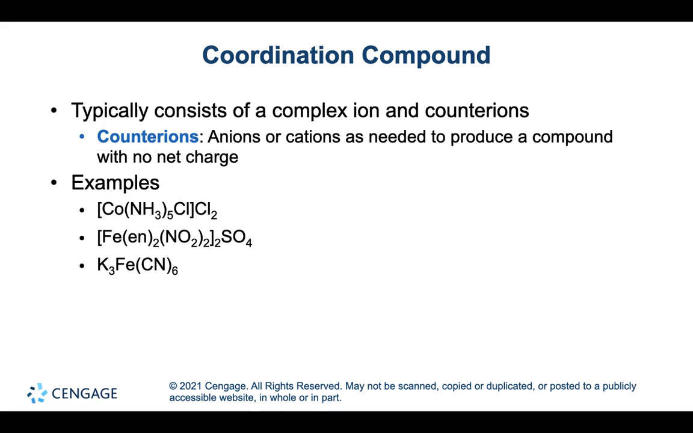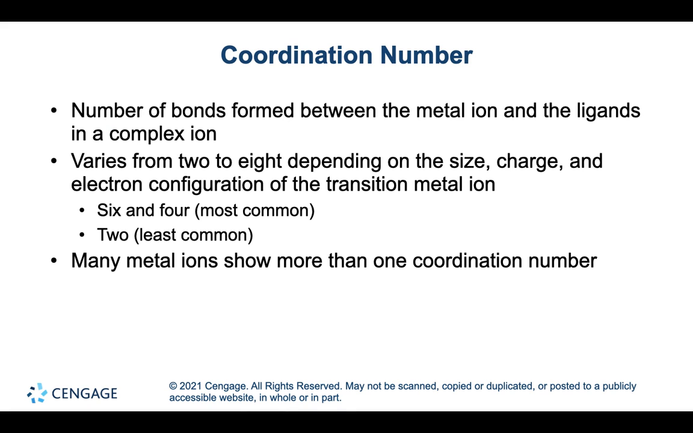The number of bonds between the metal ion and the ligand is called the coordination number, and it can go anywhere from 2 to 8 depending on the size of the cation and also its charge, and then the electron configuration. 6 and 4 are the most common. 2 would probably be least common.